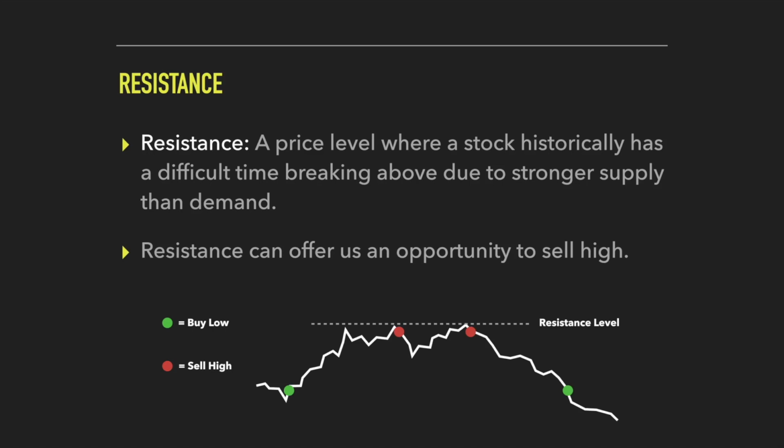So you still want to buy low and sell high, but with short selling, you simply sell high first and then ideally buy low later on. Again, these resistance levels can offer us a great opportunity to sell high first and then actually profit from that reversal to the downside. That often does happen after resistance is formed.